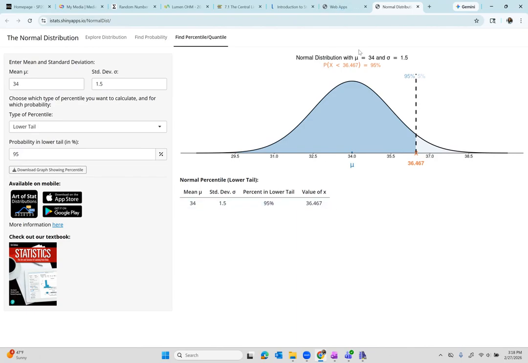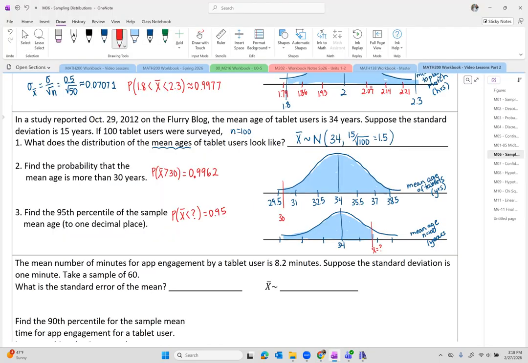And up here in the title, it has written the expression for us. The probability of x, we have to remember that we are now talking about the sample mean, so it is x bar that is our variable, less than 36.467 is 95%. So this value will be x bar equals 36.467 years. That will be the average. Let me double check that I'm writing the right values.